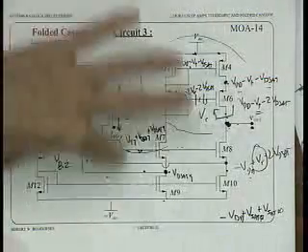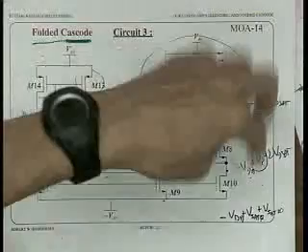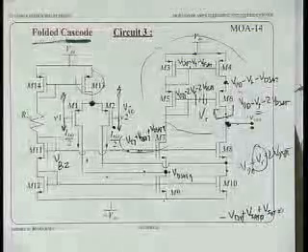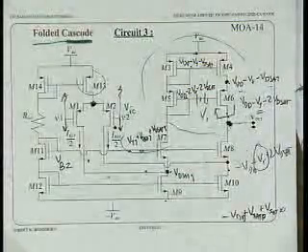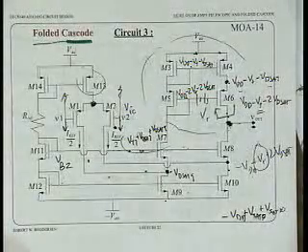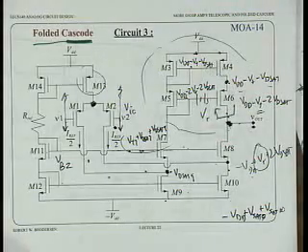So input common mode swing is one issue, and output swing is another issue. Here, input swing and output swing are very strongly coupled.